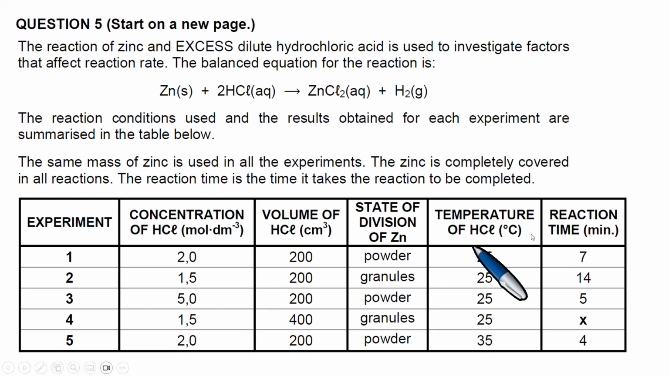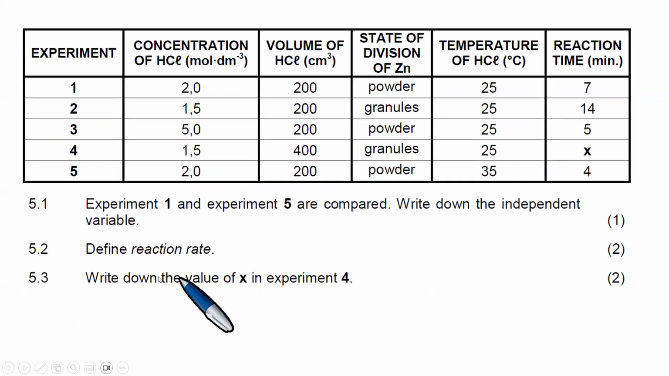In this question that we're going to discuss next week, it is about the reaction between zinc and hydrochloric acid. This is one reaction that is able to produce hydrogen gas, and we saw that we can test for hydrogen, for instance, using a glowing splint. We're going to discuss questions like this. Define reaction rate. We've defined that, but we're going to define that again. And we're going to look at how we can write down the value of X.